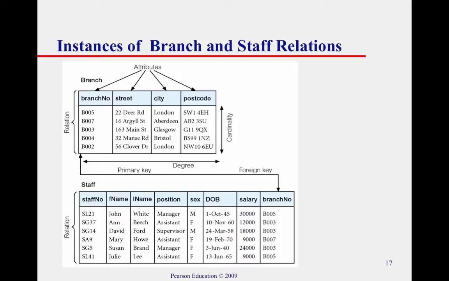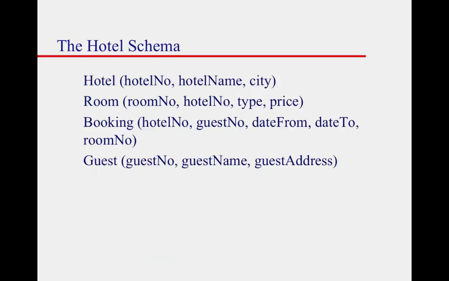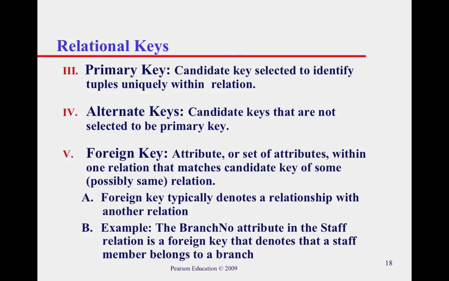So, questions about this terminology? And then a foreign key, as I said last time, is an attribute or set of attributes within one relation that matches a candidate key in some other relation. It could possibly be the same relation. Typically, the foreign key is a primary key in another relation, but it doesn't have to be.